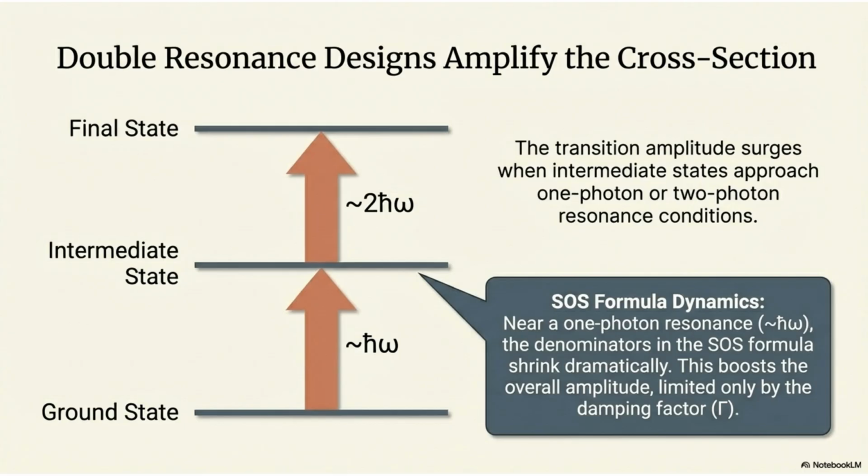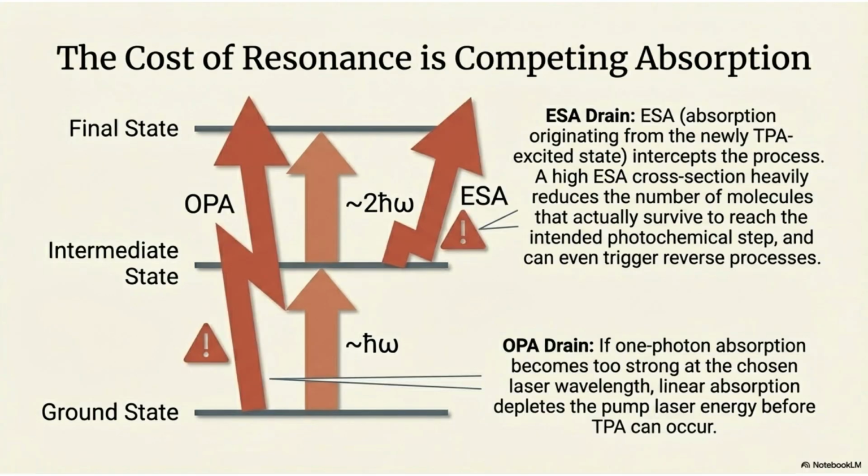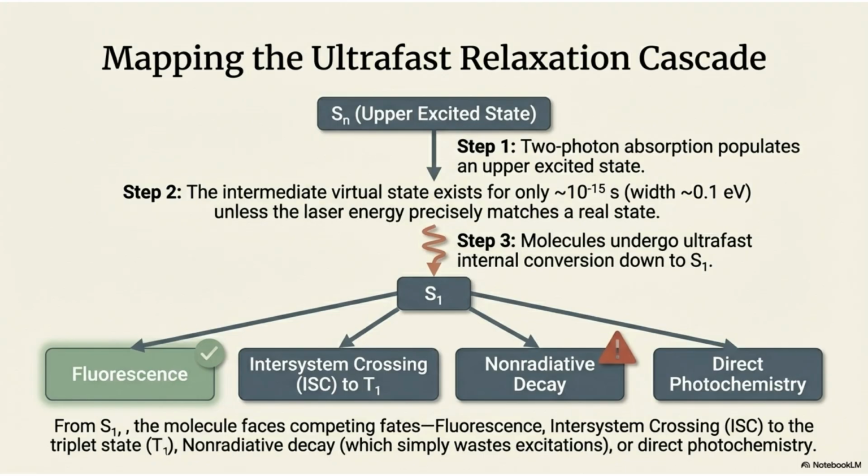Phase 2 is resonance amplification. Double resonance designs amplify the cross-section, with the transition amplitude surging when intermediate states approach resonance conditions. The cost of resonance is competing absorption. One photon absorption, or OPA, can deplete pump laser energy, and excited state absorption, or ESA, can intercept the photochemical process. Phase 3 is excited state dynamics, which maps the ultrafast relaxation cascade.